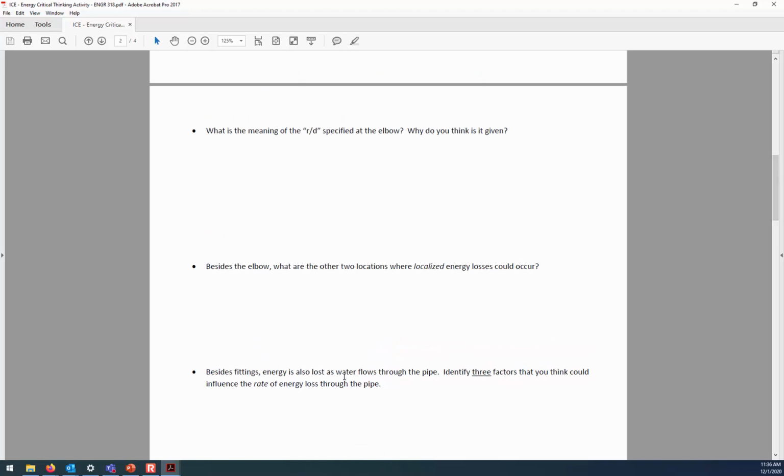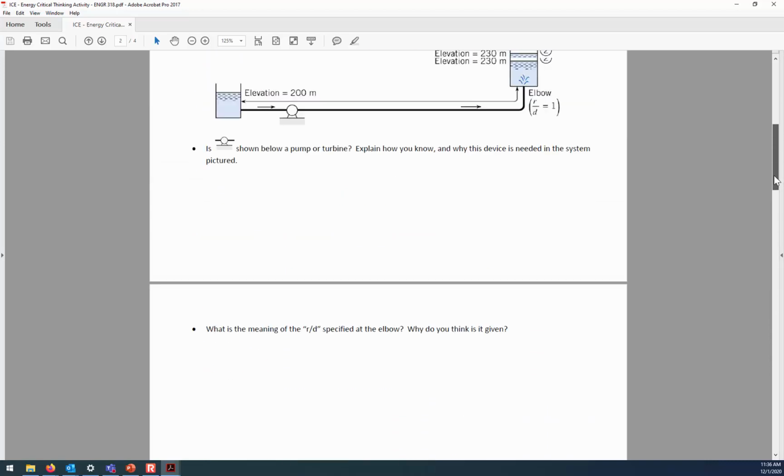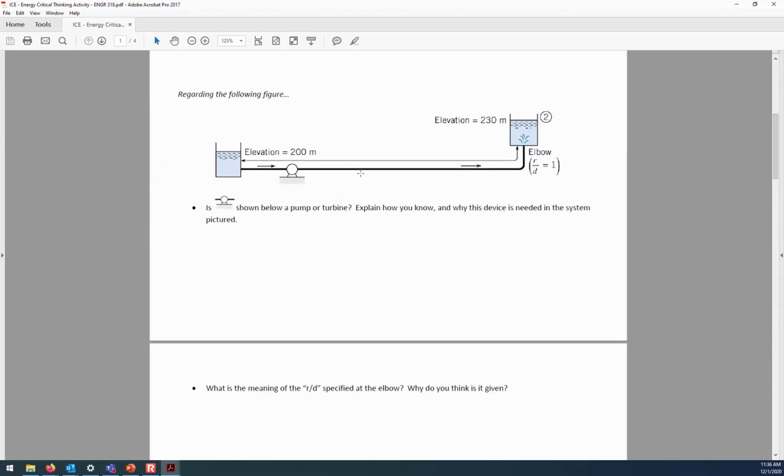But besides fittings, energy is lost as water flows through the pipe. Identify 3 factors that you think could influence the rate of energy loss through the pipe. So water's flowing through this pipe, and some of the factors that determine how quickly energy is lost through the pipe could be the pipe material and whether it's a smooth or a rough material. If it's, for example, a rough finished concrete, then you're going to be losing energy at a much faster rate than if it was a drawn glass tubing that's very smooth at the boundary. Okay, so pipe material and roughness would be one factor.